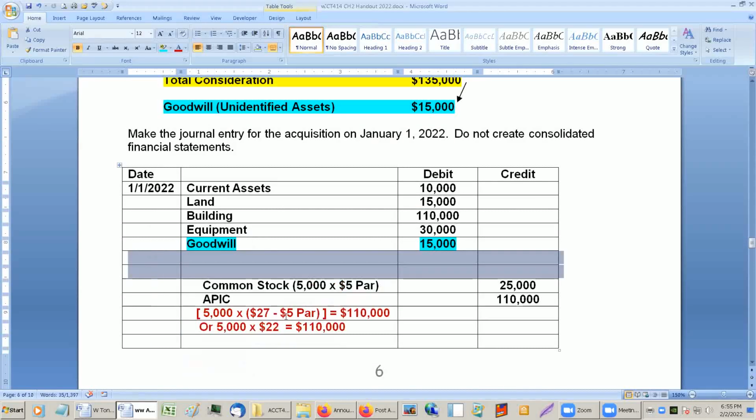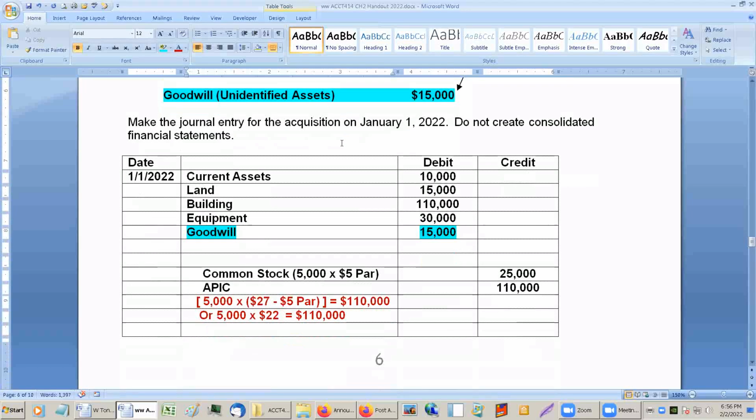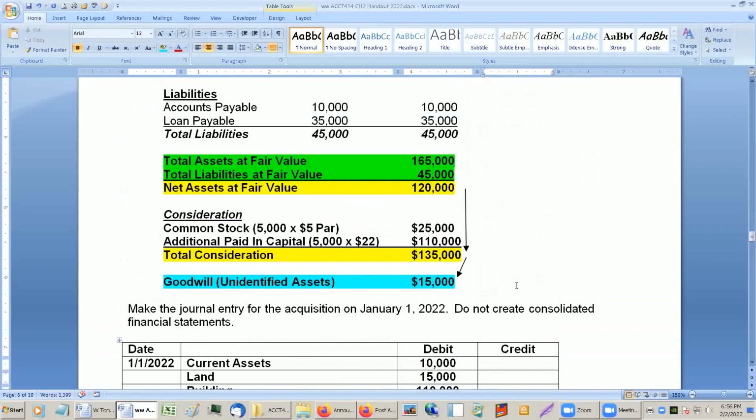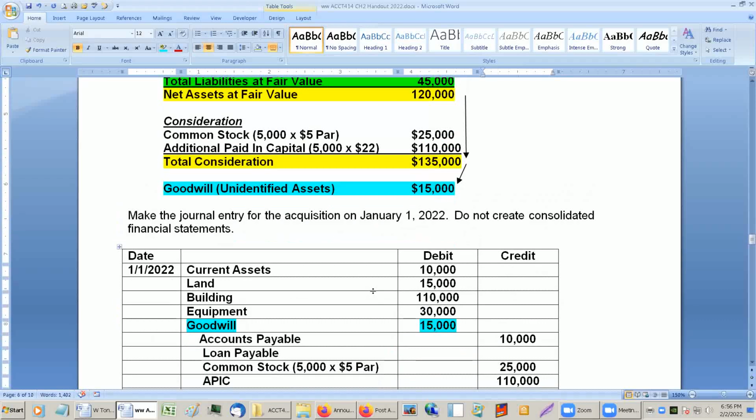Oopsie daisy. Okay, let's put the liabilities on the books. I was teaching you how to cook the books there. Just leave the liabilities off. So, accounts payable and loan payable. By the way, that is why it's a good idea to add them up, because it'll tell you when you forget something very important like liability. So 10,000 in accounts payable, and loan payable, $35,000.